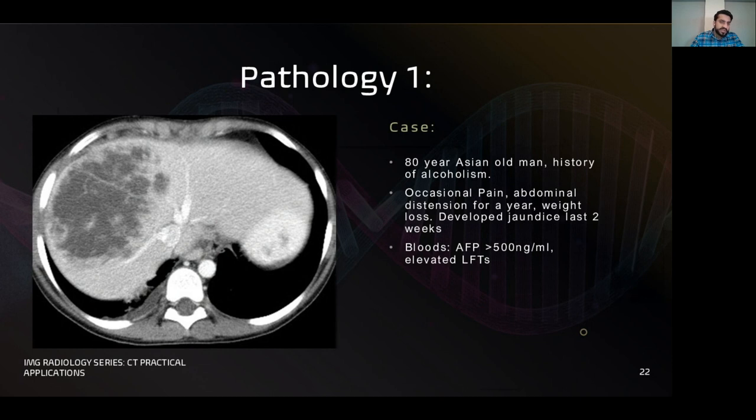In this particular case, you can see that the tissue here is quite different to the tissue around here. It's a different attenuation. It's actually a lower attenuation. It's more hypodense or hypoattenuated compared to the tissues surrounding it. So you know there's something different. And the liver looks a bit enlarged as well, correct.